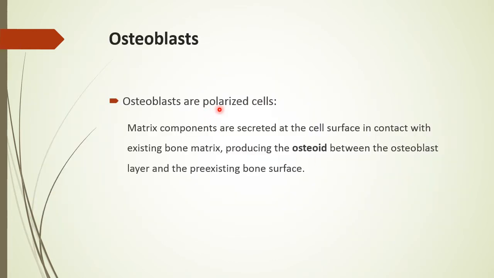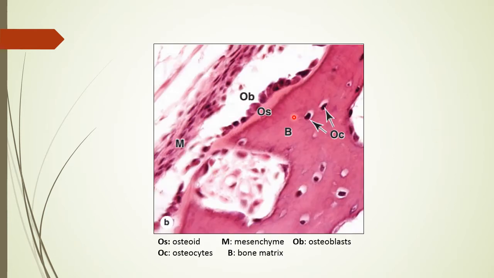The osteoblasts are polarized cells. They have an apical surface and a base. The bone matrix components are secreted from the osteoblast at the cell surface in contact with the existing bony matrix, producing the osteoid. The osteoid is a newly formed matrix material found between the osteoblast layer and the pre-existing bone surface. You will see in the image here.